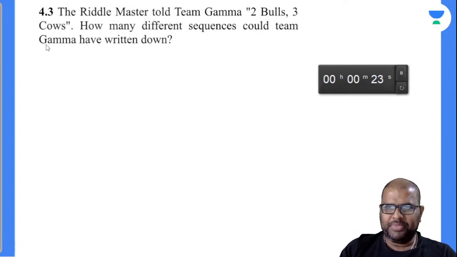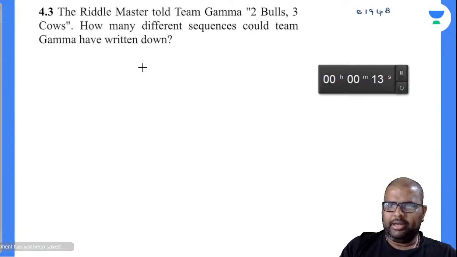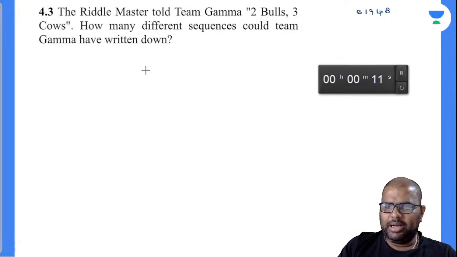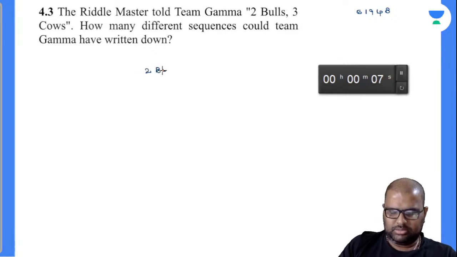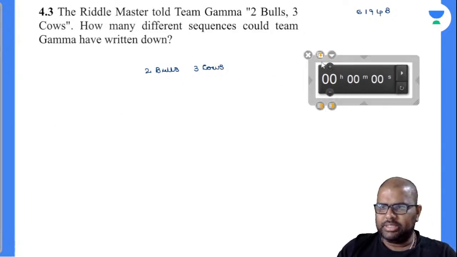Any answer, Shubham? So 61948 is the original master sequence given by Riddle Master. And Riddle Master told Team Gamma have scored 2 bulls and 3 cows, it seems. Okay. Any answer, right? Now see here.